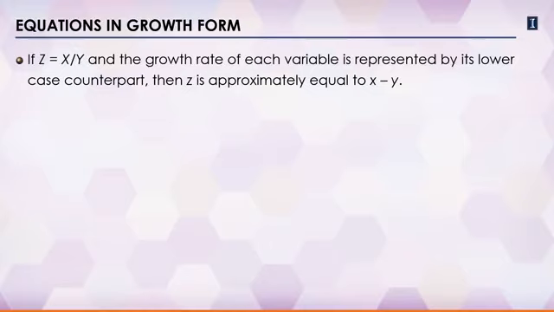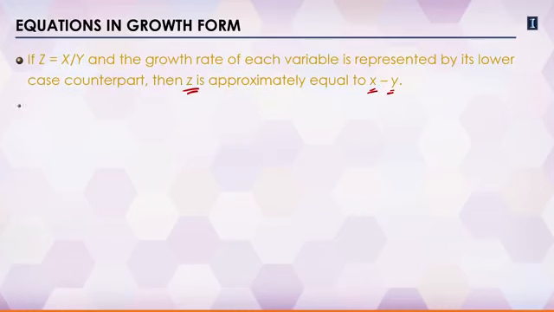If you have such a variable, then it's very easy to show that the growth rate of the left-hand side, the ratio, which I'm going to show with the lowercase z, is approximately equal to the difference between the growth rate of the numerator and the growth rate of the denominator, lowercase x minus lowercase y.